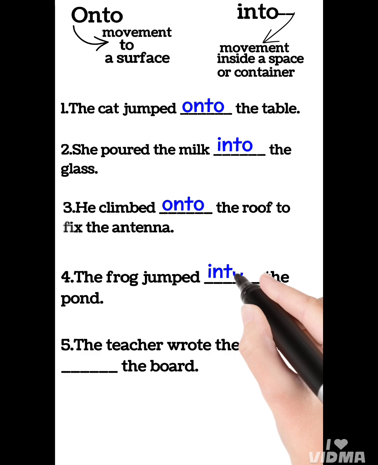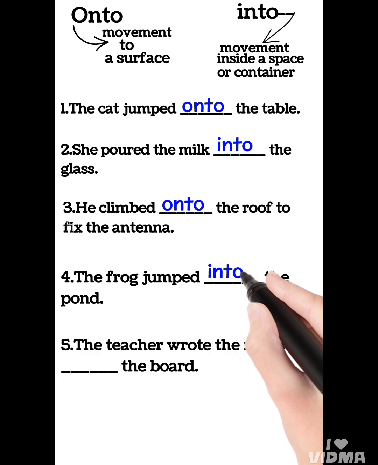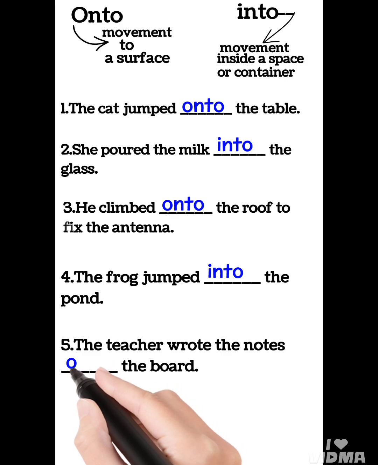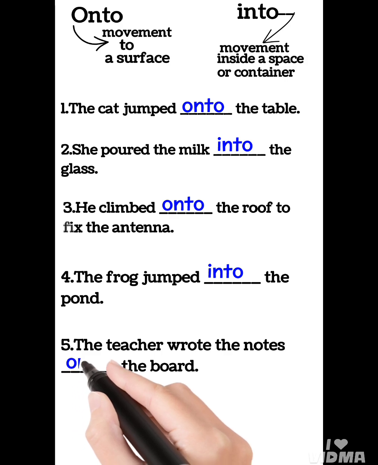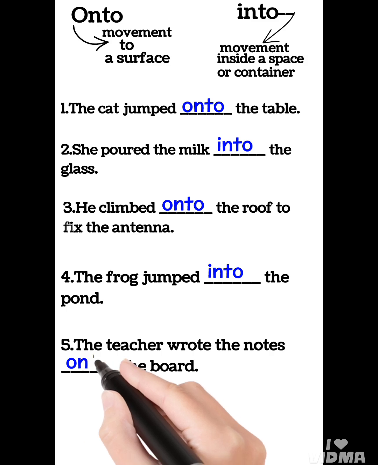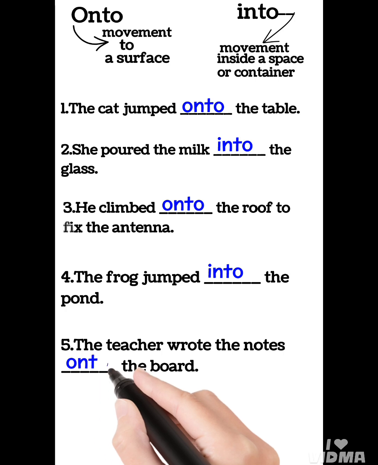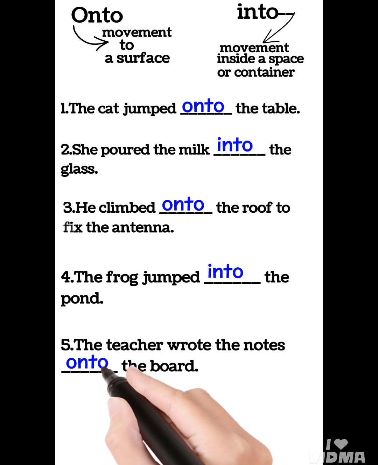Next, the teacher wrote the notes blank the board. Answer is onto. Why onto? Writing happens on the surface of the board. So, as it is surface contact, onto. The teacher wrote the notes onto the board.